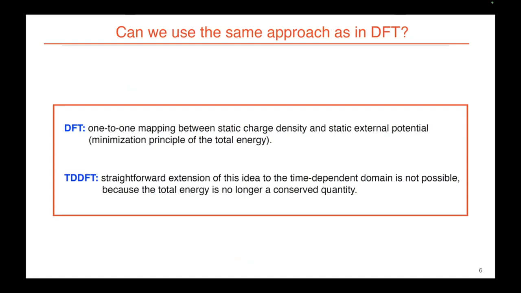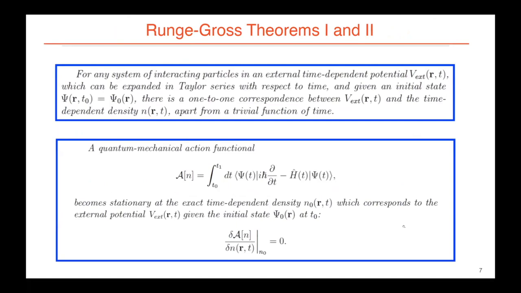And this is where the Runge-Gross theorems come in. There are two theorems. The first theorem states the following; let's just read it out loud. For any system of interacting particles in an external time-dependent potential V(r,t), which can be expanded in a Taylor series with respect to time, and given an initial state psi naught, there is a one-to-one correspondence between the external potential and the time-dependent density n, apart from a trivial function of time. So there is still a one-to-one mapping between the external potential and the density, which are both time-dependent.